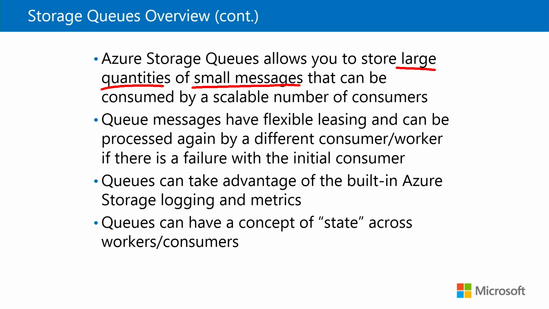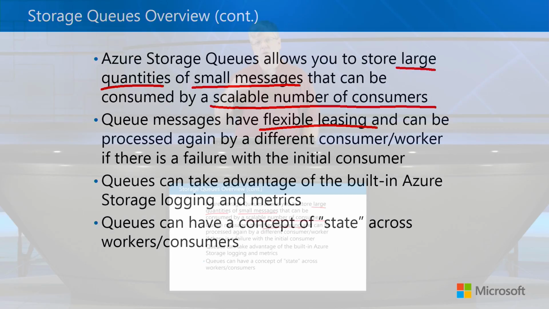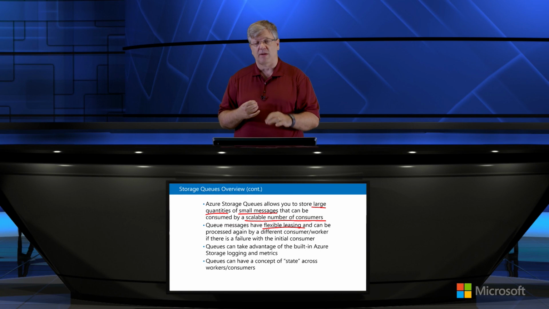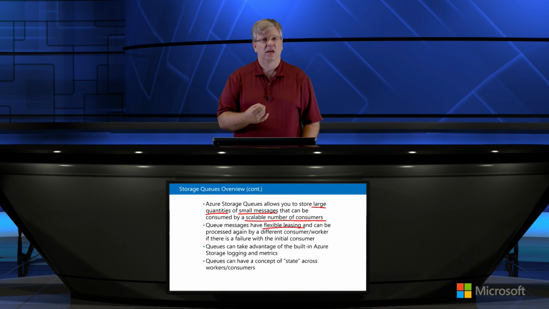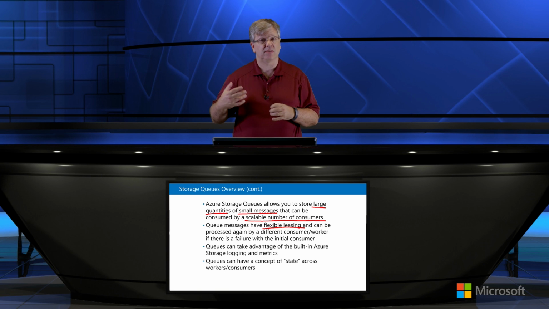And the queues can be consumed by a number of consumers. So I could, for example, have a web application drop off a queue, and I could have multiple processors that all compete to consume messages off the queue, and it's a way of scaling applications. Queue messages have something called flexible leasing, where once a message is dropped on the queue, a consumer can access that message without pulling it off the queue, but put a lease on it, which is effectively locking it.